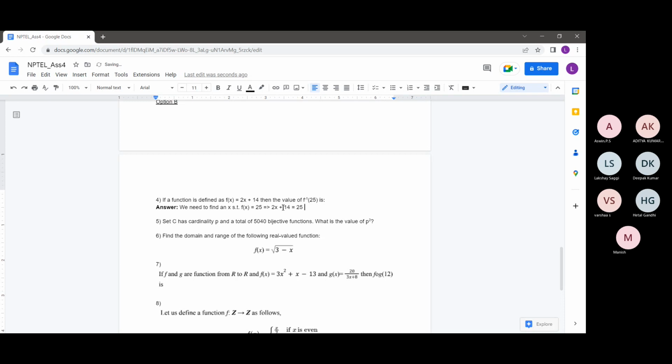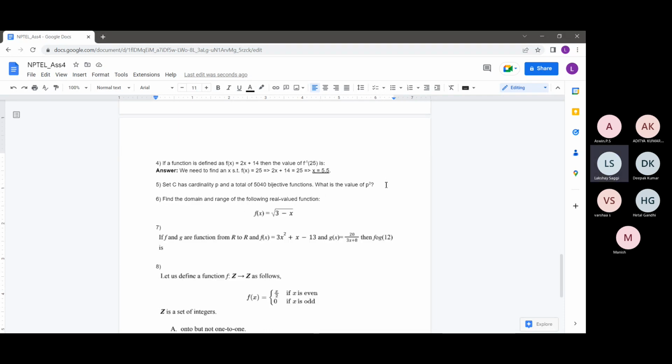And this implies that 2x is basically 11. And so I'll just type it out as x equals 5.5. So this is the value of the inverse of f. I'll just underline this 5.5, or you can write it as 11 by 2 also. So yeah, Aditya, you have written 11 by 2 in chat, and that's correct. So pretty straightforward question, I would say.